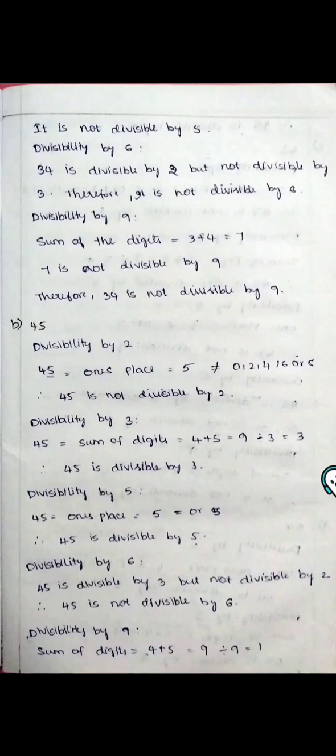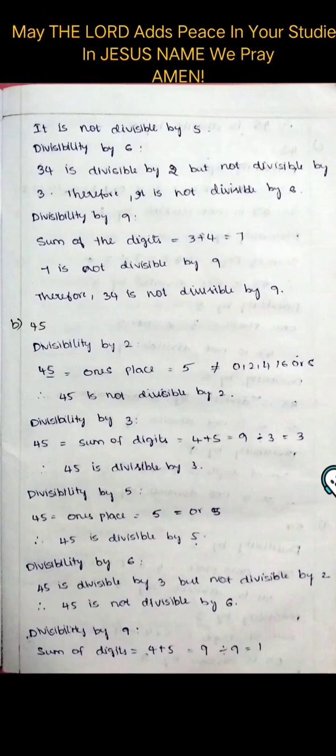Similarly, for the next one, 45, divisibility by 2. Since the ones place digit is not falling under the condition 0, 2, 4, 6 or 8, 45 is not divisible by 2. Divisibility by 3. If we add the digits, we get 9, and 9 is divisible by 3. So we can say 45 is divisible by 3. Divisibility by 5. Ones place digit is 5. According to the divisibility rule for 5, it should be either 0 or 5. So 45 is divisible by 5.